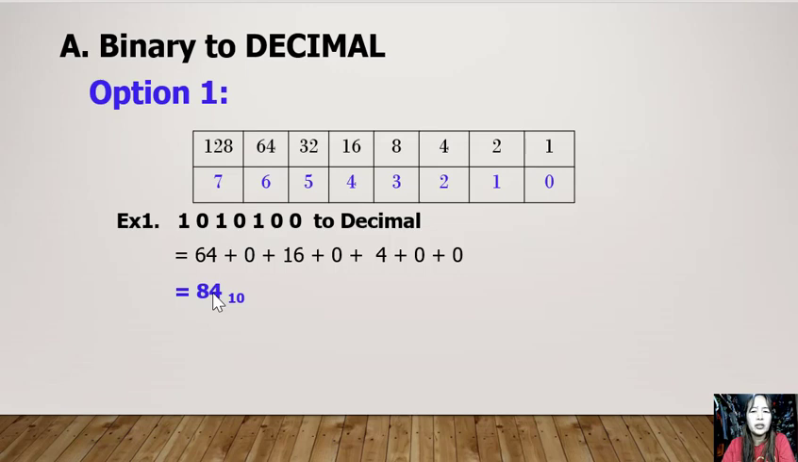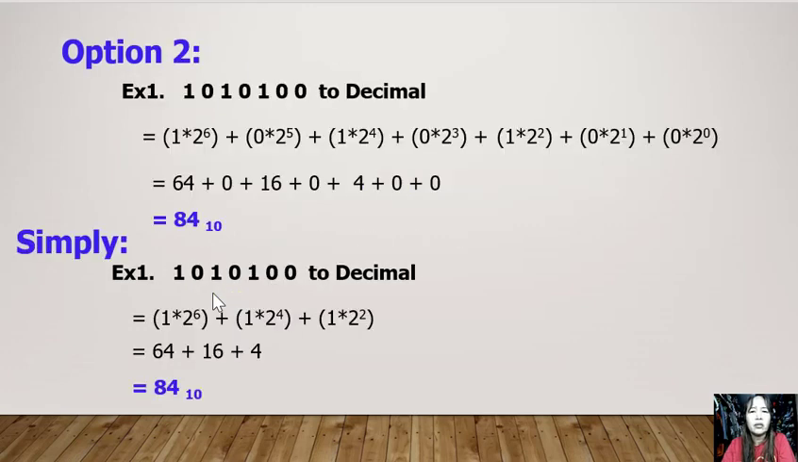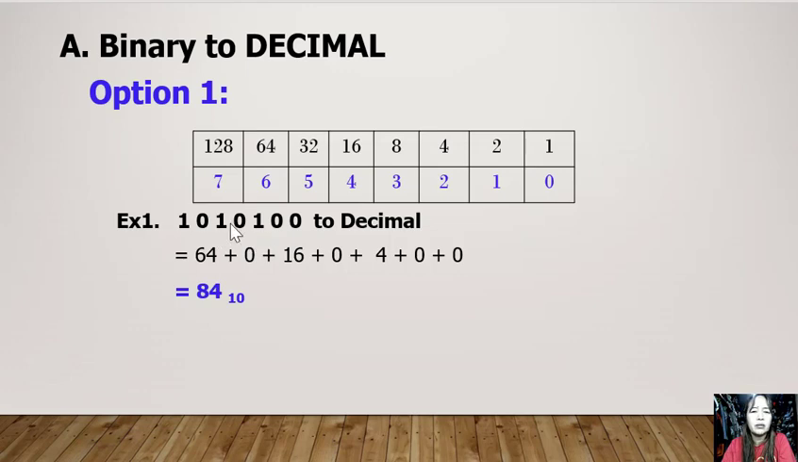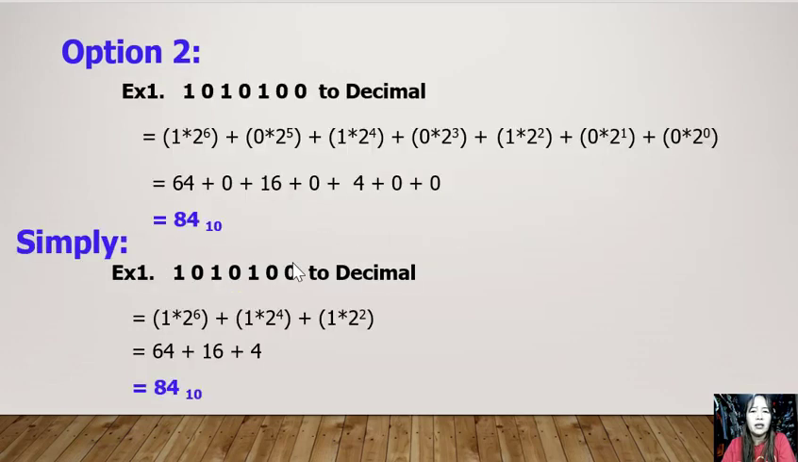Alright, so this is option number 1 in computing the decimal equivalent of a binary number. Now, if you have a calculator, if you are allowed to use one, the other option for computing the same number, if you remember our problem is 1010100, is to do this. The first one, on the leftmost side, is computed as 1 times 2 to the power of the position of that digit.